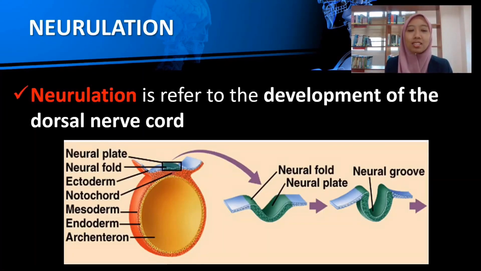And the last one is neurulation stage. Neurulation stage refers to the development of dorsal nerve cord.